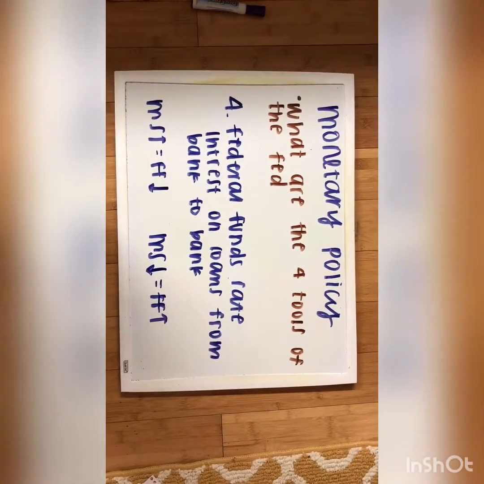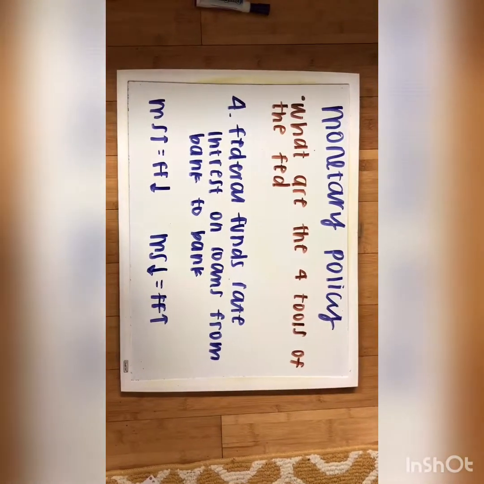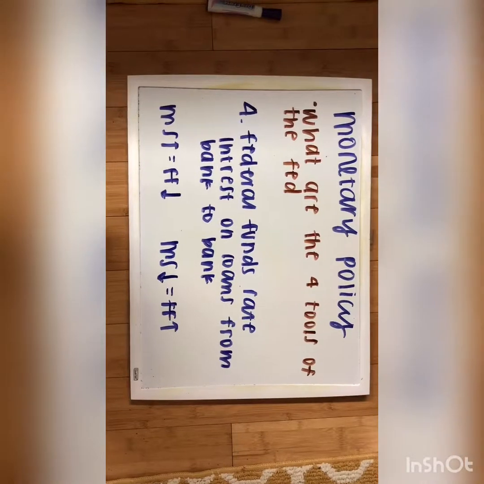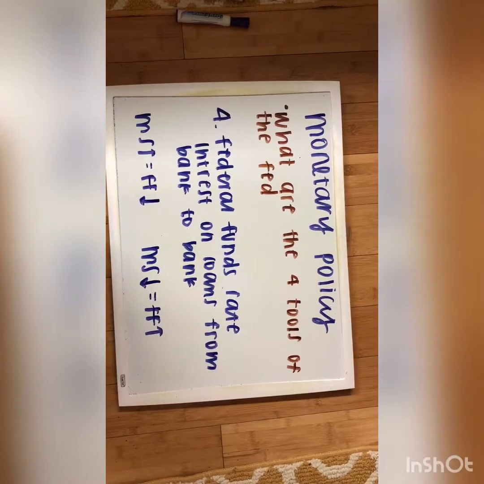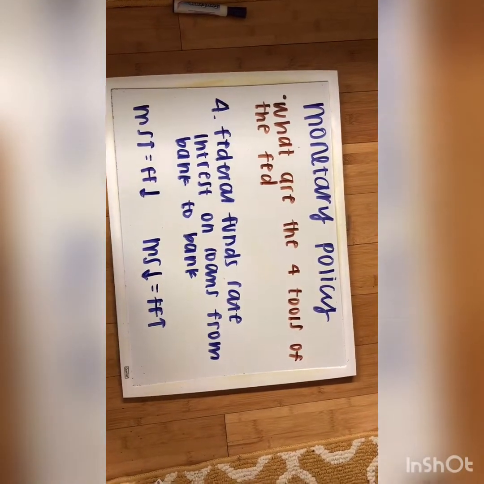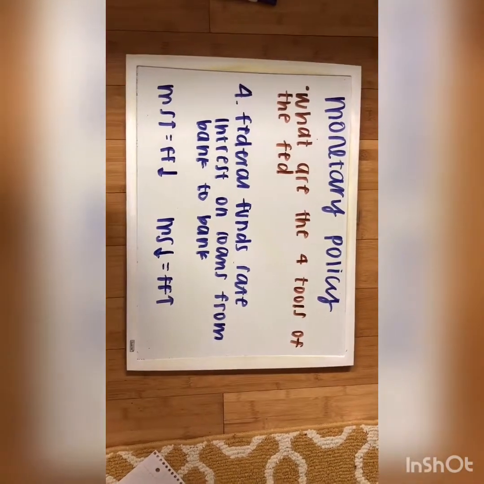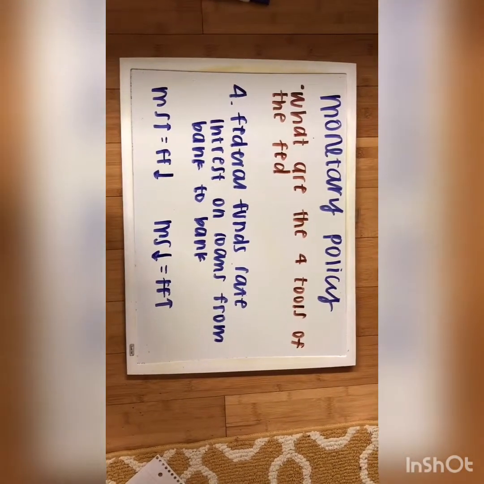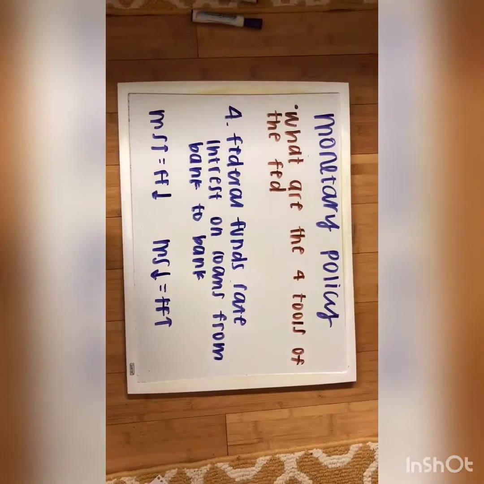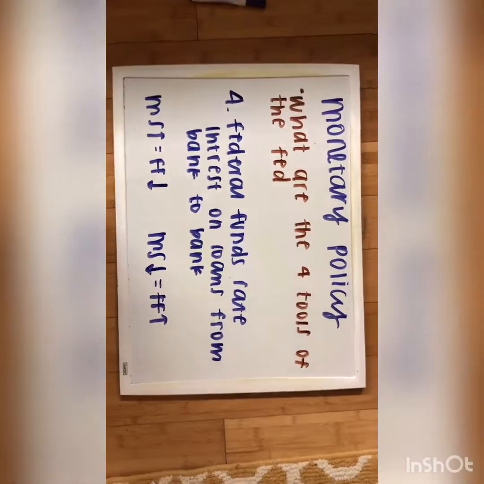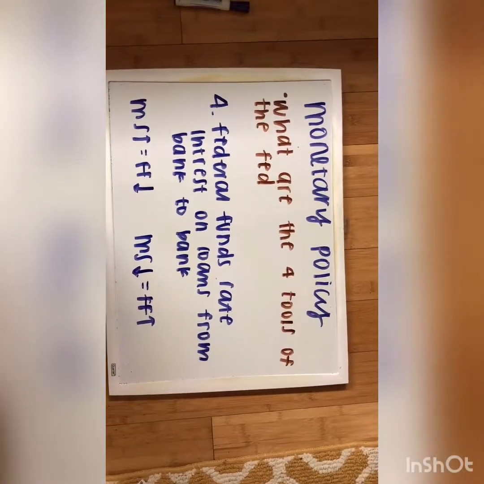Our next tool is the federal funds rate. The federal funds rate, or FF, is the interest on loans from bank to bank. It mirrors the discount rate, but the only difference is that the discount rate is the central bank to commercial bank, but this is commercial bank to commercial bank. If the federal funds rate lowers, then the money supply would increase because it would be easier for the banks to get loans. And if the federal funds rate increases, then the money supply decreases because it would be harder for them to get loans because of the higher interest rates.